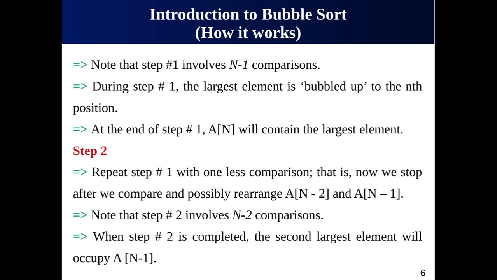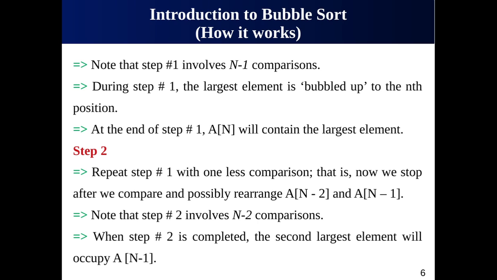Let me repeat. In this phase, in this pass, in this step, you have to repeat the same things, but now with one less comparison. Why one less comparison? Because one element has bubbled out to the end of the list and occupied a n, so you don't need to make it part of the comparison process. That is why we will be performing one less comparison now, and we stop after possibly rearranging the last two elements, which are now a n minus 2 and a n minus 1.